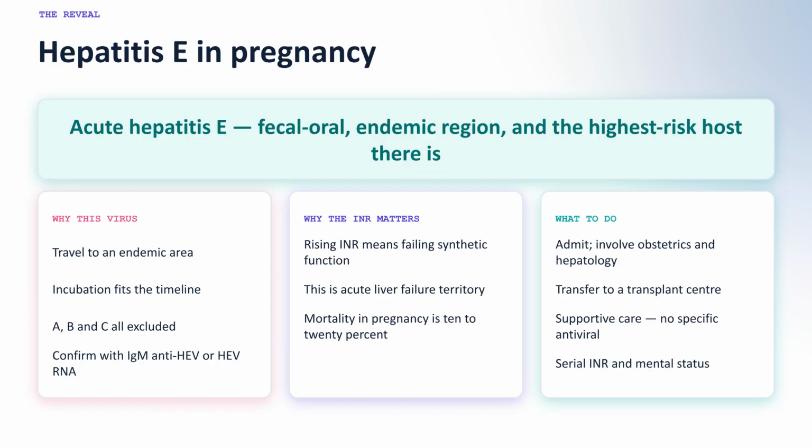This is hepatitis E. Travel to an endemic area with a 4-week incubation fits. And hepatitis A, B, and C have all been excluded. Confirm with immunoglobulin M anti-hepatitis E, or hepatitis E RNA. The rising international normalized ratio is the frightening part, because it means synthetic function is failing. That is acute liver failure territory. And in pregnancy mortality runs 10 to 20%.